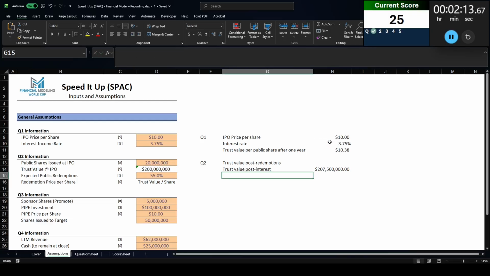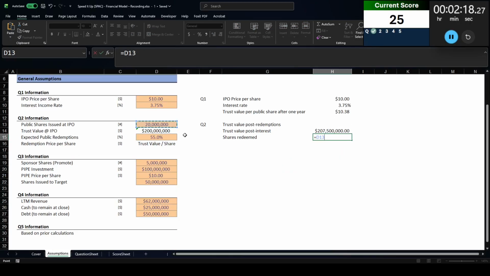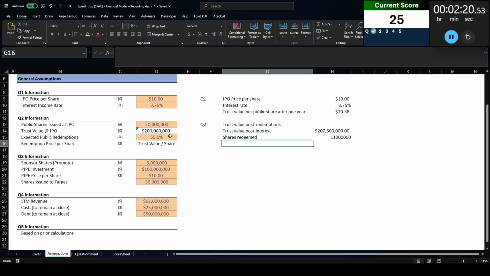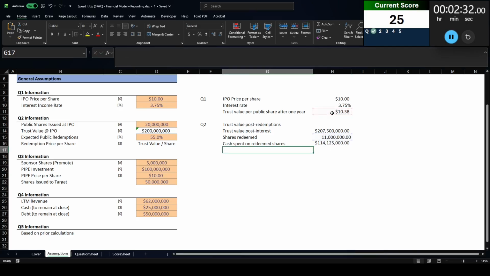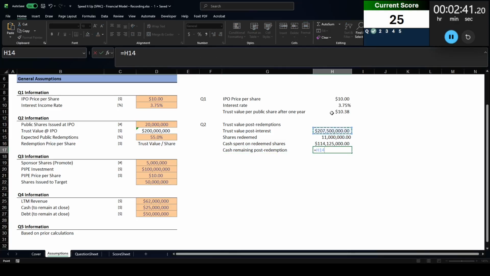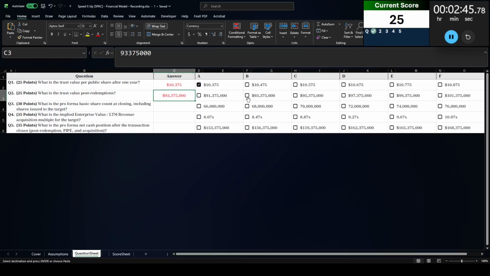And then we will do shares redeemed. That is this 20 million shares issued times the 55% redemption. That's going to give us this amount. And then cash spent on redeemed shares is this times this 10.375. Cash remaining post redemption. Then we'll take this minus the amount that we spent on the redemption. We get 93.375 million there.